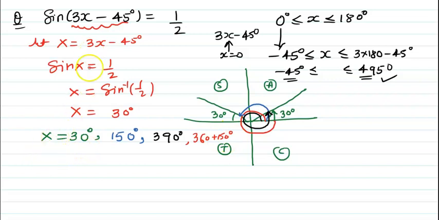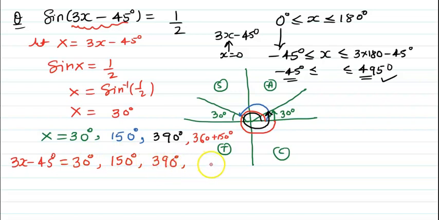Okay, so our capital X is 3x minus 45 degree. This is 30 degree. This is 150 degree. This is 390 degree. And if you add it, it should be 510 degree. Okay, 510 degree.